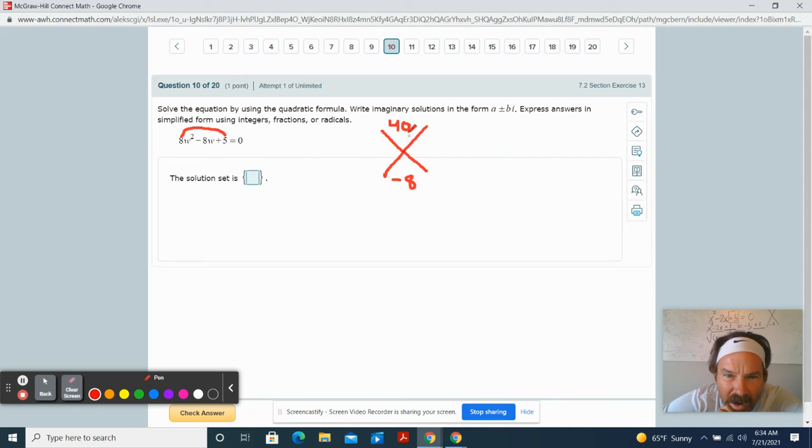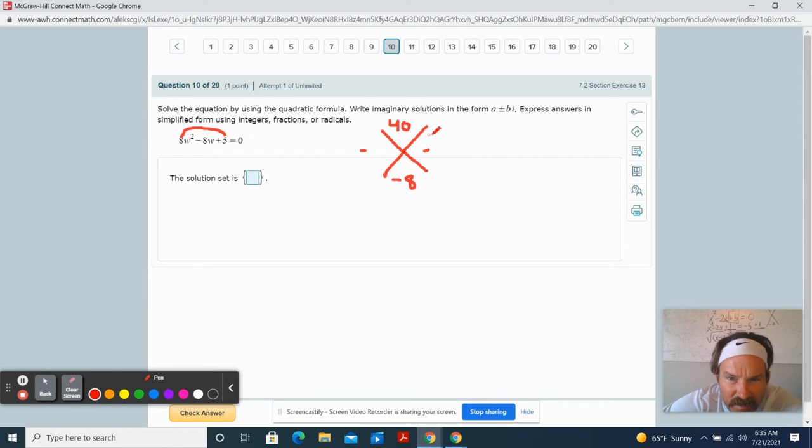Okay, so are there numbers that multiply to get 40 and add to get -8? They would have to be both negative. Not too many numbers multiply to get 40. 1 and 40 don't work. 2 and 20 don't work. 3 doesn't go into 40. 4 and 10 don't work. So this is not possible, right?